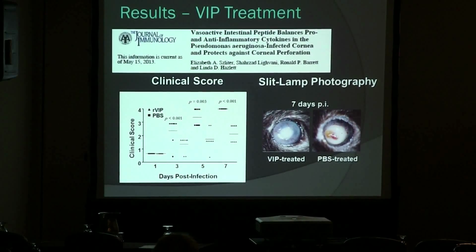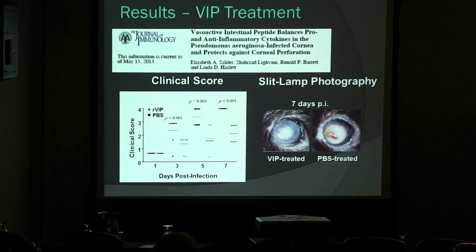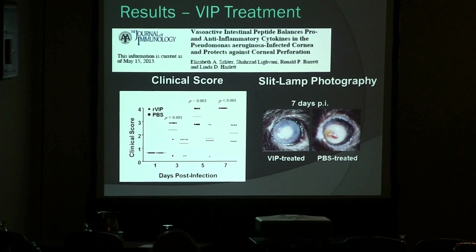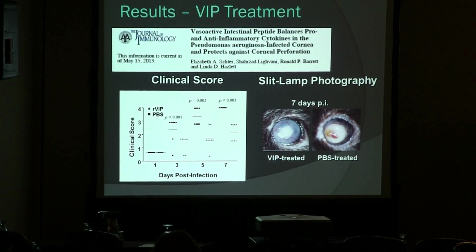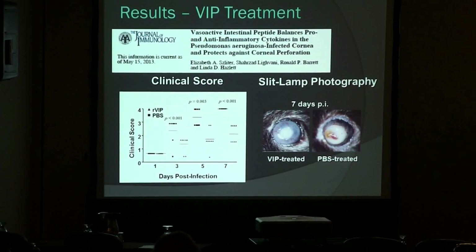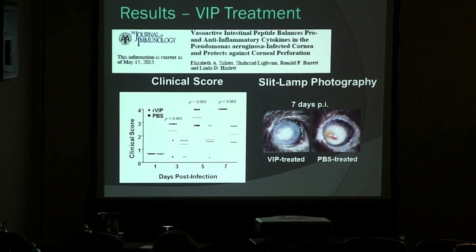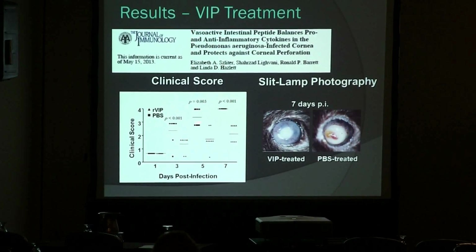So we next sought to perhaps convert the otherwise susceptible response of a B6 mouse into one that resembled something more resistant by injecting these animals with VIP. And what we found, first characterizing the response by clinical score, is that at 3, 5, and 7 days post-infection, the VIP-treated animals had less severe disease when compared to the PBS-treated animals. And this is illustrated by the slit lamp photographs shown here at 7 days post-infection.